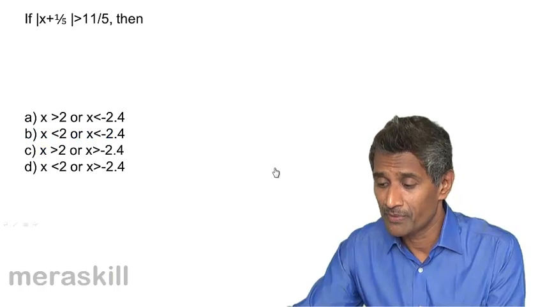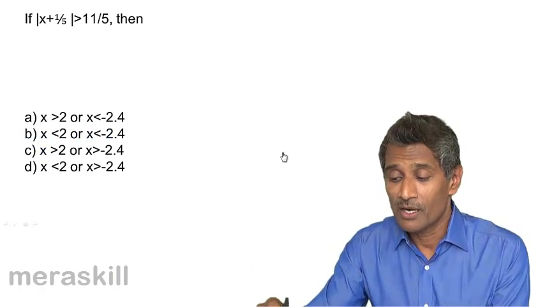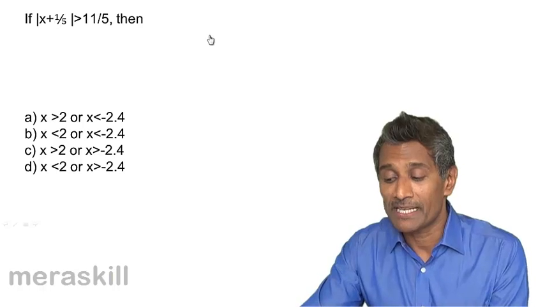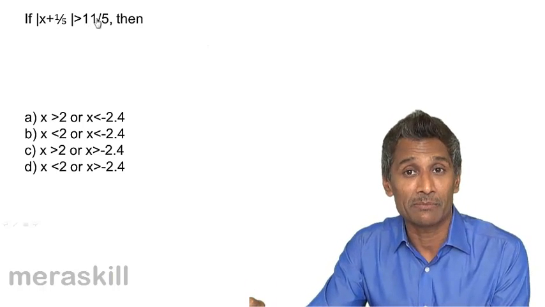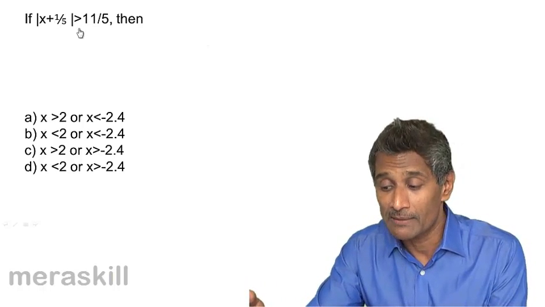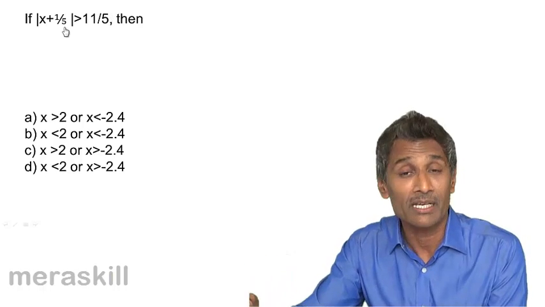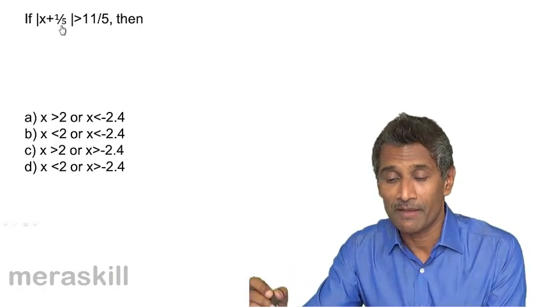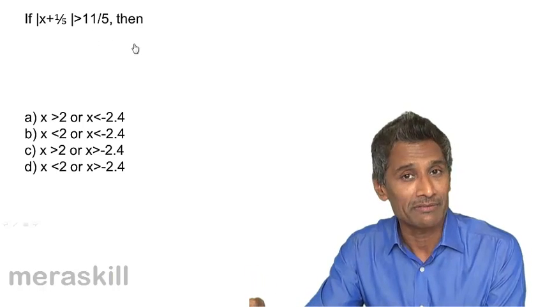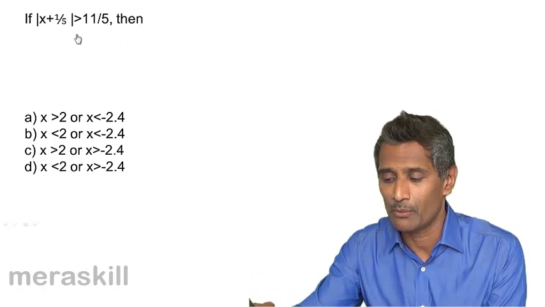Yes, we have one here. We have the absolute value of x plus 1/5 greater than 11/5. What is the other name of absolute value? Yes, you're right. We can call it modulus of x plus 1/5 greater than 11/5. So let's go about doing the same way.